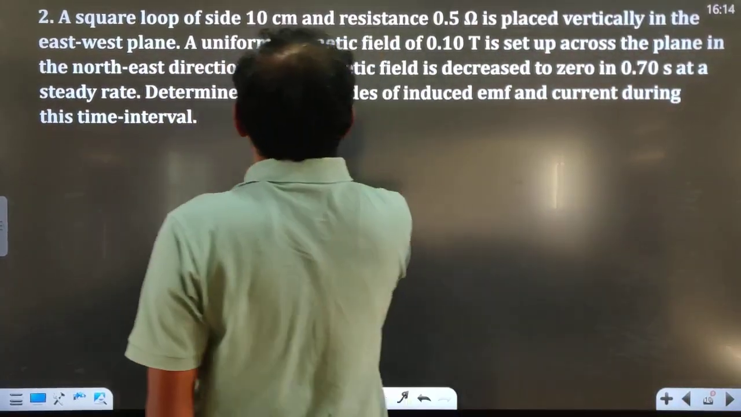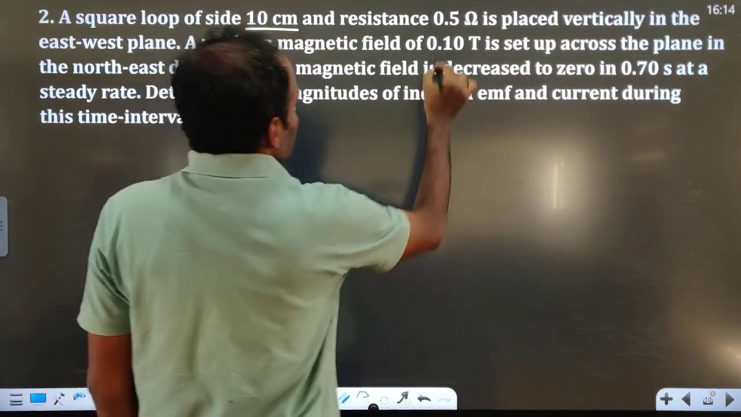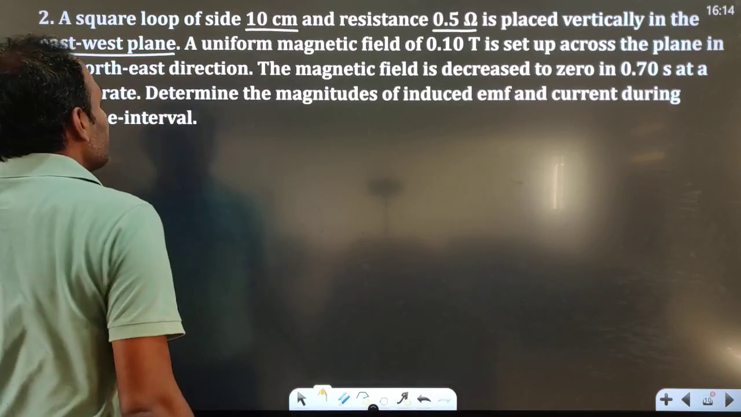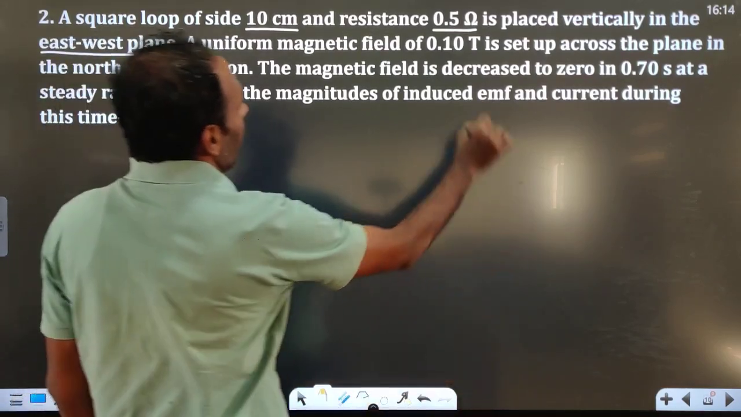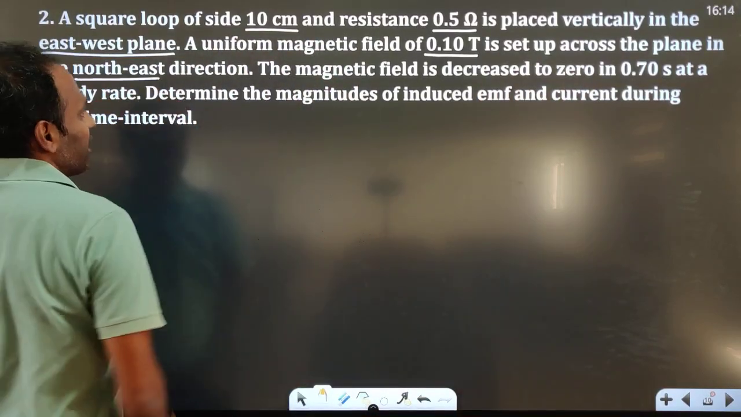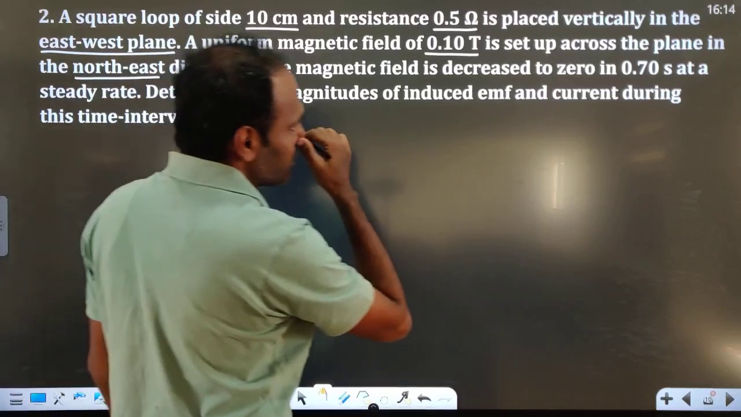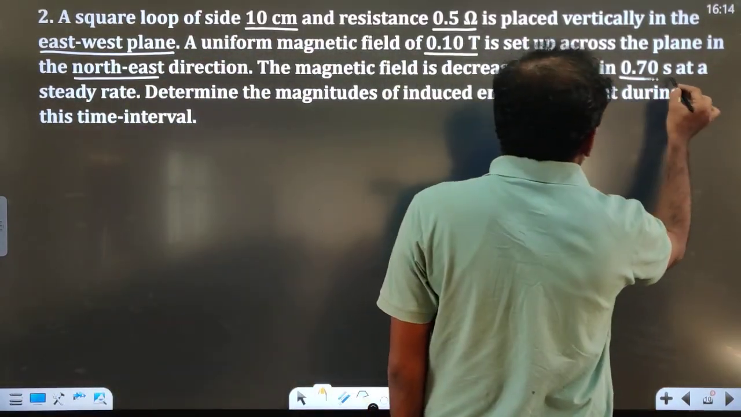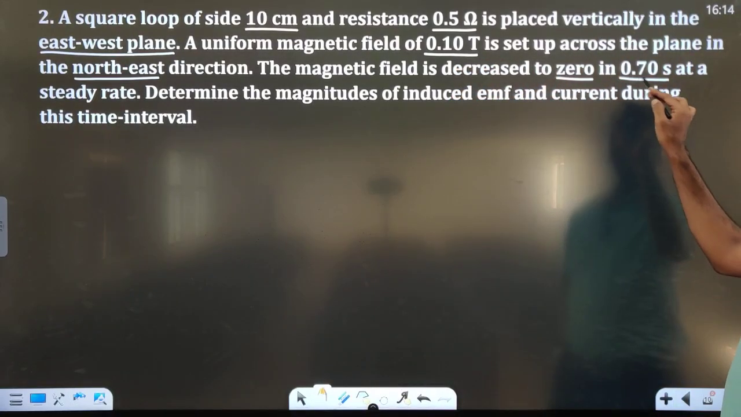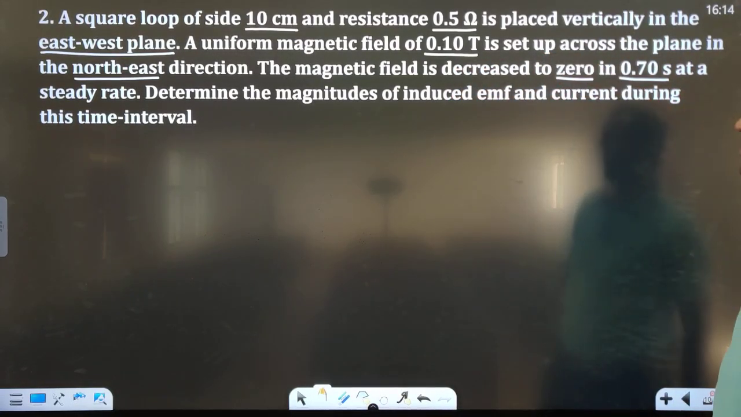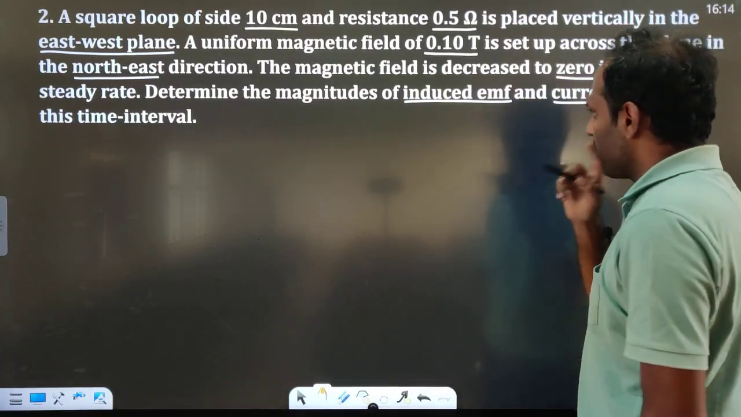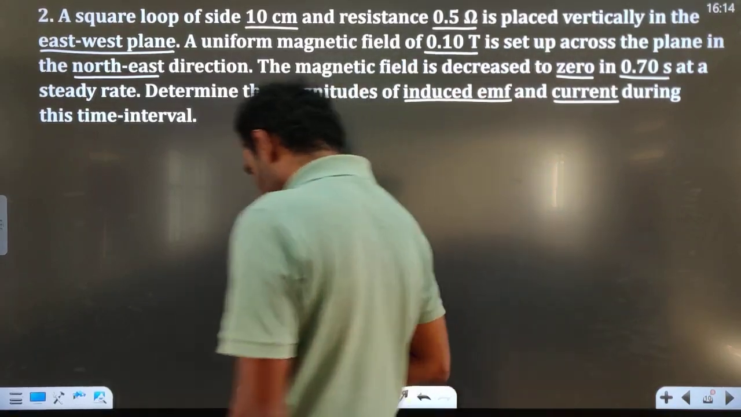A square loop of side 10 centimeter and resistance 0.5 ohm is placed vertically in the east-west plane. A uniform magnetic field of 0.10 Tesla is set up across the plane in a northeast direction. The magnetic field is decreased to 0 in 0.70 seconds, at a steady rate. Determine the magnitudes of induced EMF and current. Here we have to calculate EMF as well as current, both.